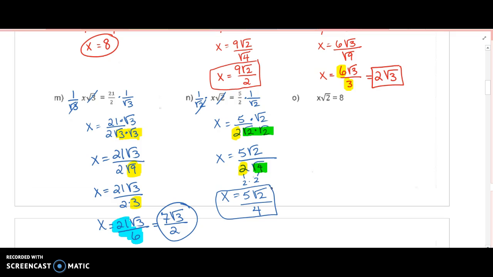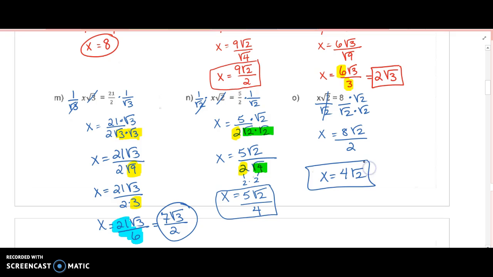One more, part O. Divide by square root 2. I can do that since I don't have a fraction on the right hand side. Then let's rationalize. Let's multiply top and bottom by square root 2. So 8 square root 2, I'm going to go ahead and call that over 2 because square root 2 times square root 2 is 2, or it's square root 4, which is 2. And so we get 2 goes into 8 4 times, so 4 square root 2 is your final answer.